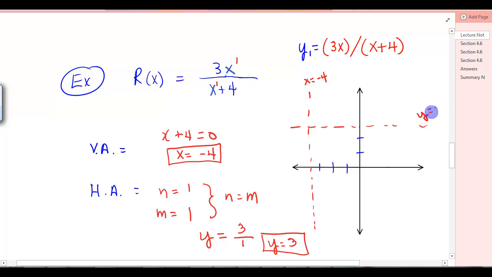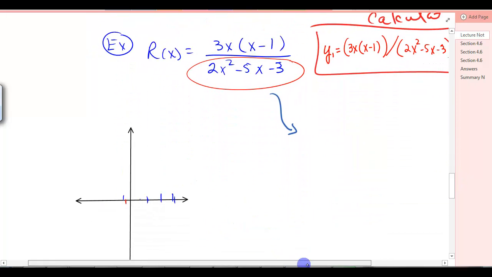That would be y equals 3. Then you could go to your calculator, put y1, 3x divided by x plus 4, and then put in your pieces within those boundaries, and you would have something like that be your graph. All right, so you would use a combination of doing this part by hand, then using your calculator to sketch in the pieces.